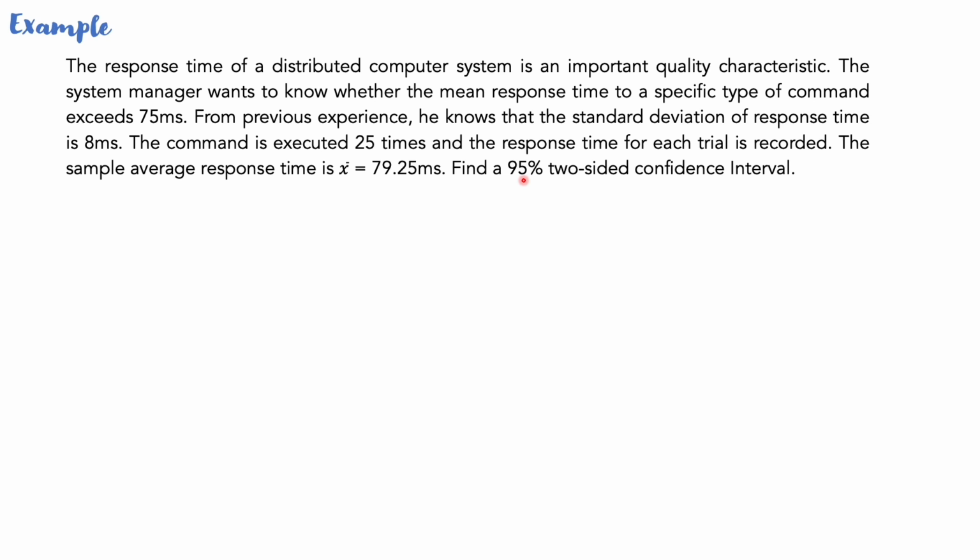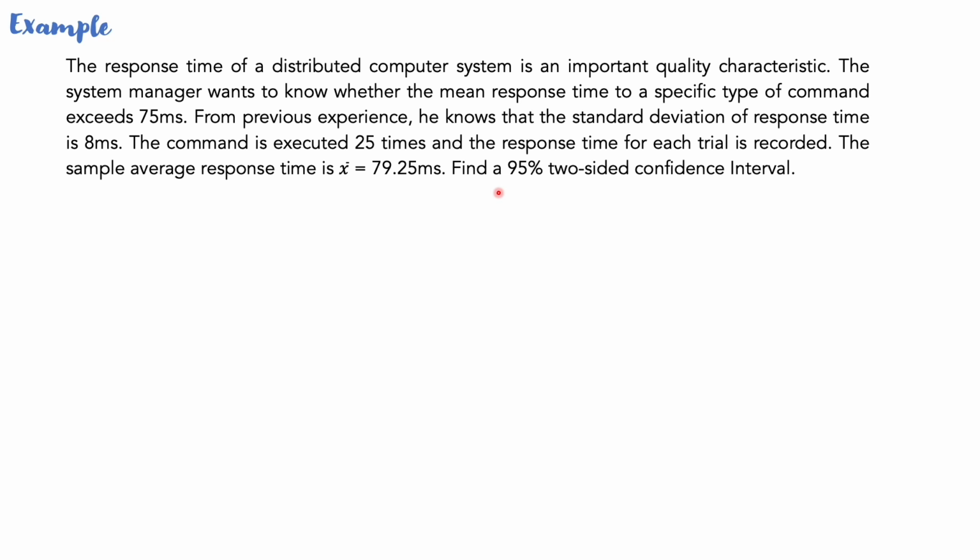Actually, if we do not consider it in percentage, if we remove the percentage, it will become 0.95, right? So alpha will be equal to 1 minus 0.95, it will become 0.05, right? So if it is 0.05 and it is two-sided, then we have to divide it by 2. It will become 0.025. Okay, so how does it work then?